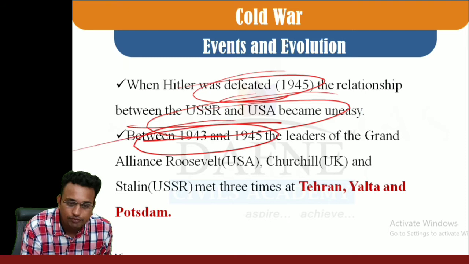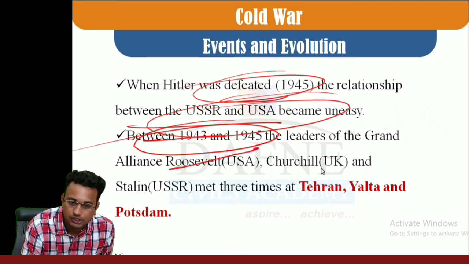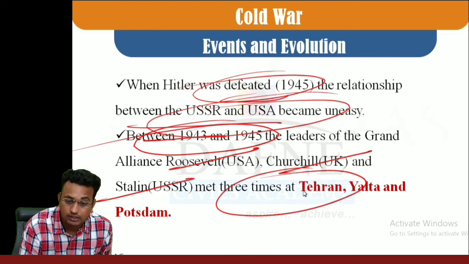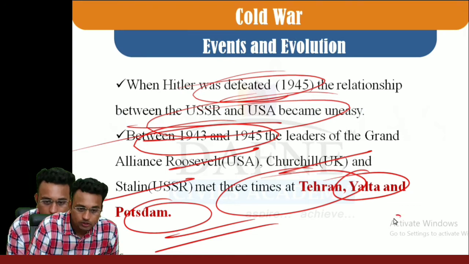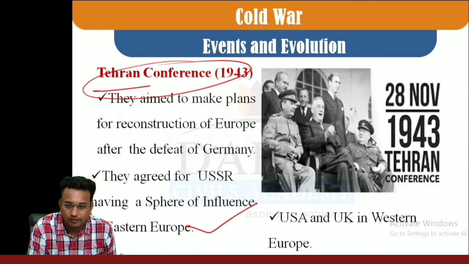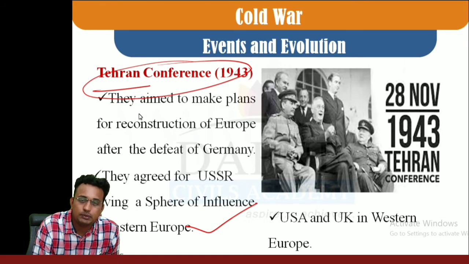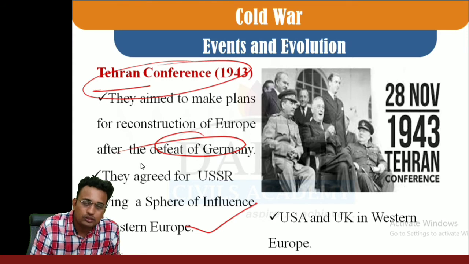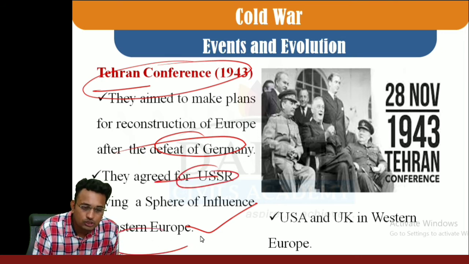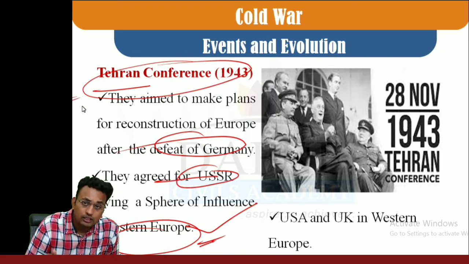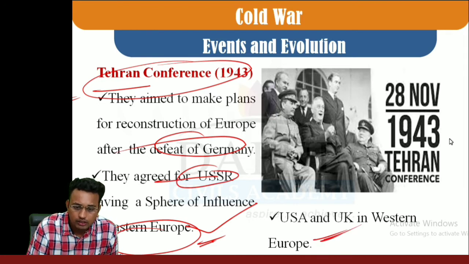Between 1943 and 45, you have Roosevelt of the US, Churchill, and Stalin meeting at three conferences: Tehran, Yalta, and Potsdam. The Tehran Conference of 1943 was the initial conference, with respect to the reconstruction of Europe once the war was over, that is, after the defeat of Germany. They agreed to USSR maintaining its sphere of influence over Eastern Europe at Tehran, and simultaneously USA and UK on the western side.